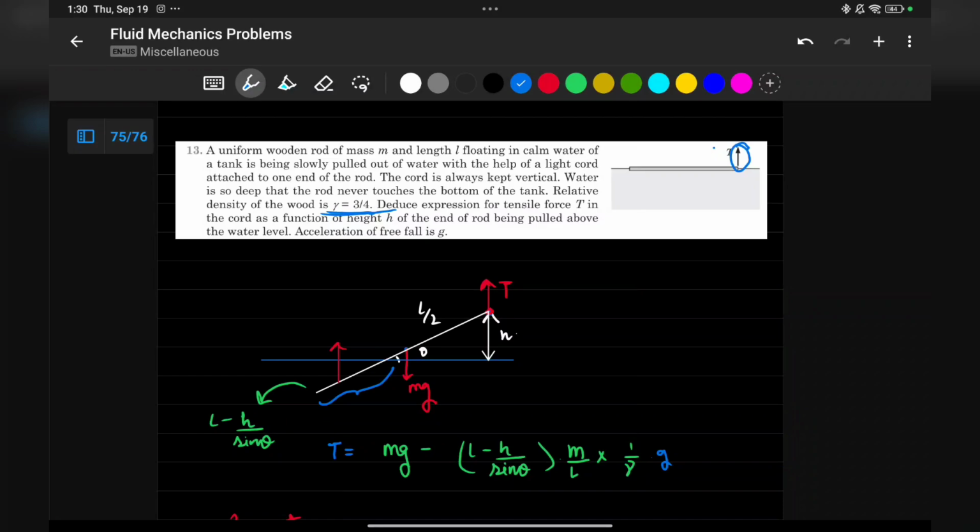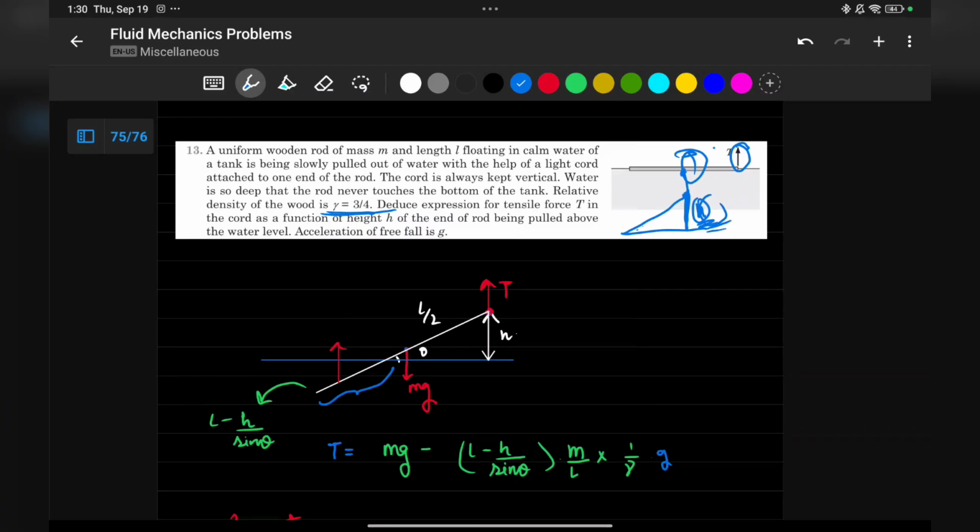Deduce the expression for tensile force T in the cord as a function of height h of the end of the rod being pulled above the water level. Acceleration of free fall is g. So basically, suppose here is the T and this is the water level, then this height is h. We have to find tension as a function of h.